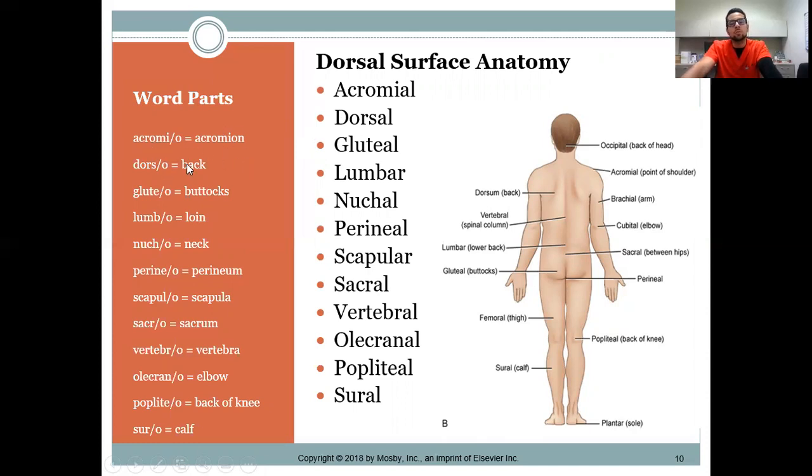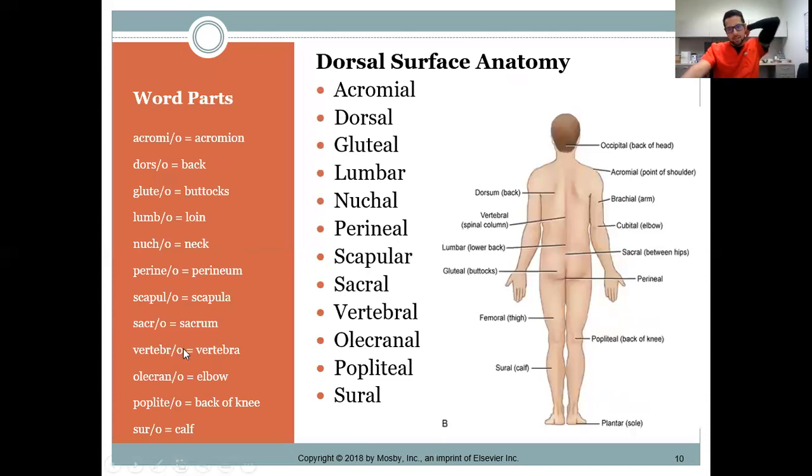So dorsal means back. Glute, so your glutes, it's going to be your buttocks. Then we have lumbo, which means the loins here. Right in here, we have the nuchal. So this might mean neck, you know, kind of a nuchal cord on a baby when they're being born, when the cord is wrapped around the patient's neck. So be cautious on that and make sure we're using the correct anatomical word parts for it.